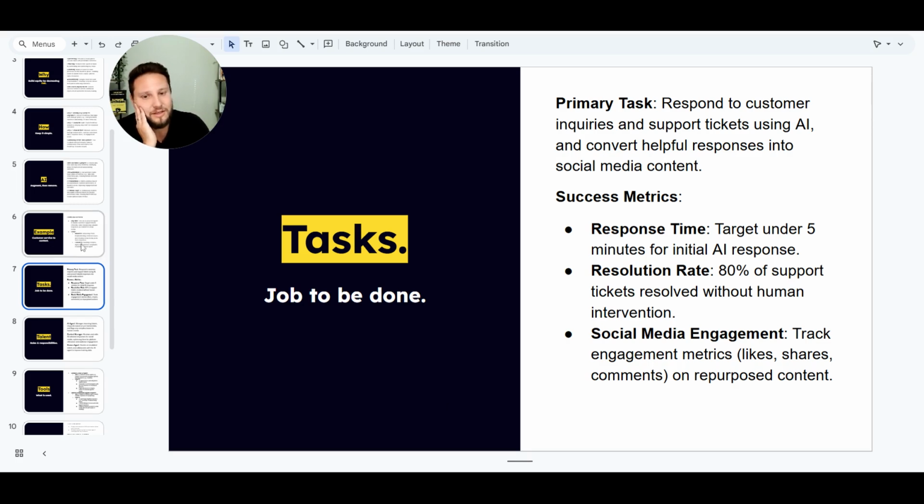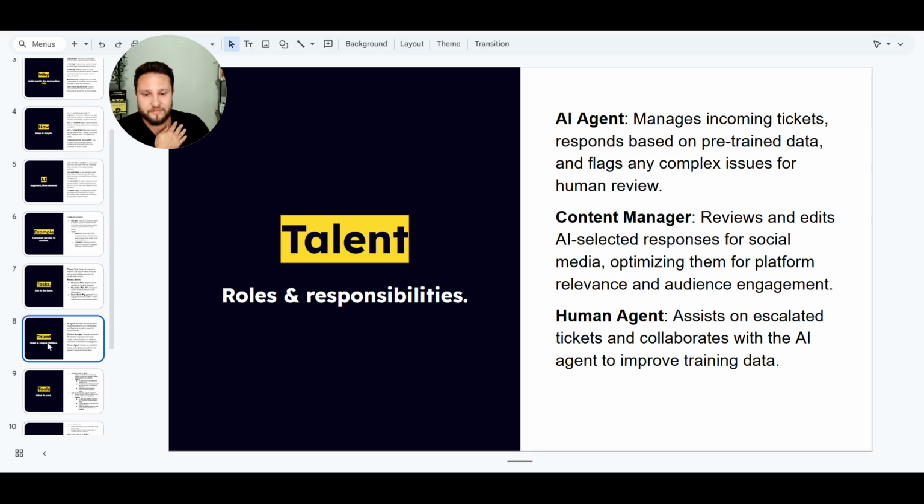So now, that's the job to be done. From a task perspective, let's break it down. We're going to respond to customer inquiries and support tickets using AI. We want to identify the success metrics: response times, resolution rate, and social media engagement. This is how we're measuring what matters in terms of the success of this.